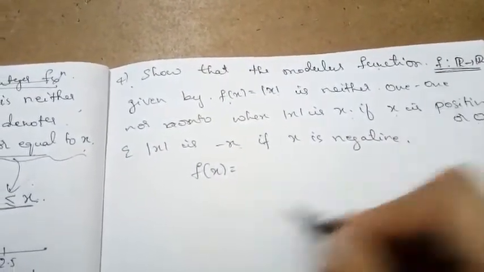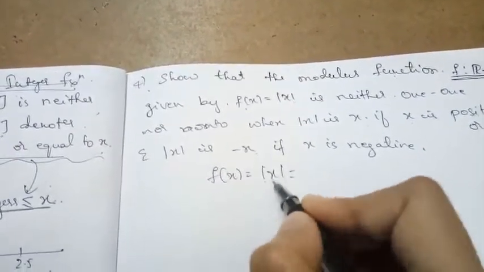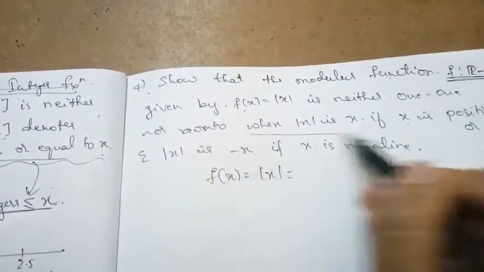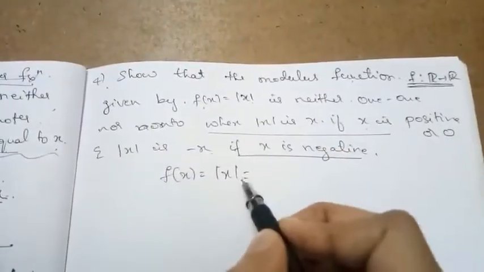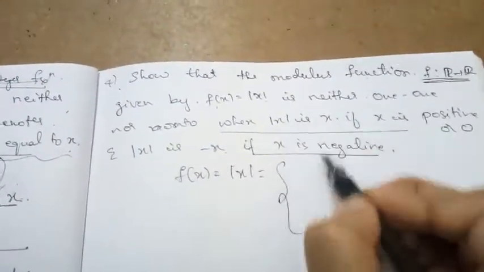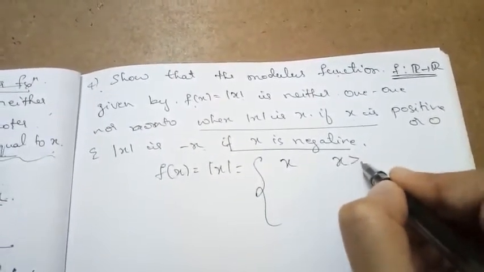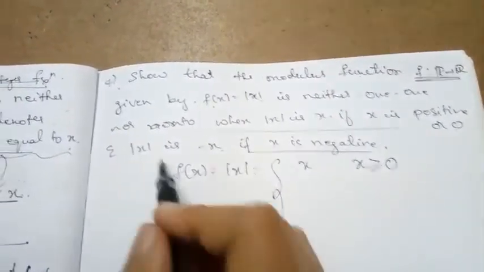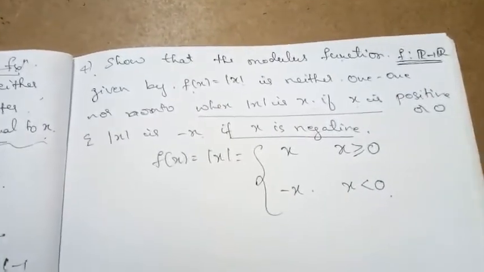So how is the function defined? f of x is equal to mod x. NCERT defines the function like this: mod x is x when x is positive or 0, that is, when x is greater than or equal to 0, and mod x is minus x when x is negative. So this is how the function is defined.